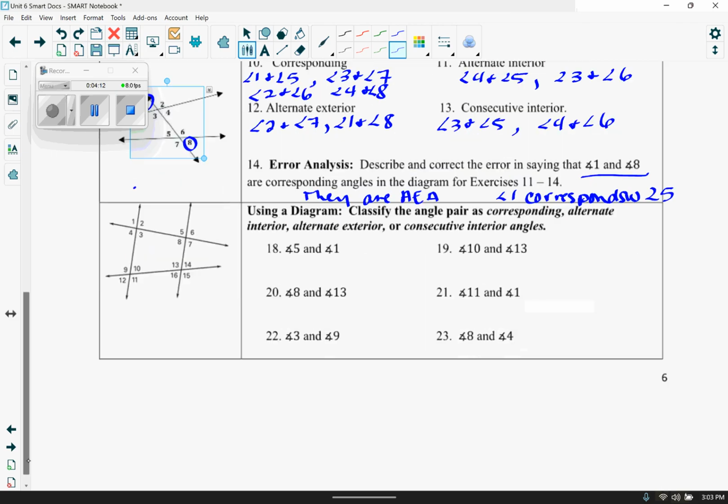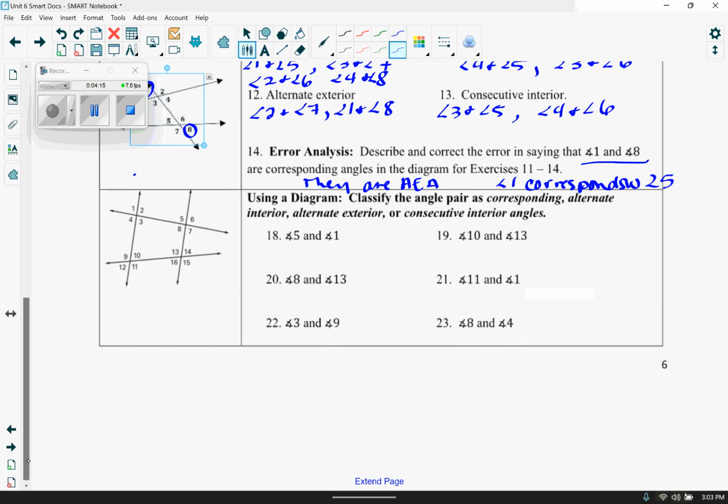And then down below, we have some angle relationships. So looking at the angle relationships, 5 and 1. 5 is here, 1 is here. They are corresponding angles. 10 and 13. Here's 10 and here's 13. They're right next to each other. Same side interior angles, or you could call it CIA, consecutive interior.